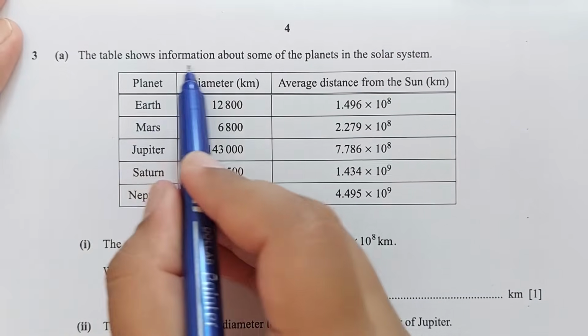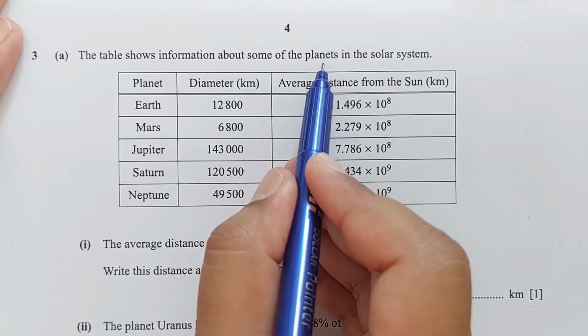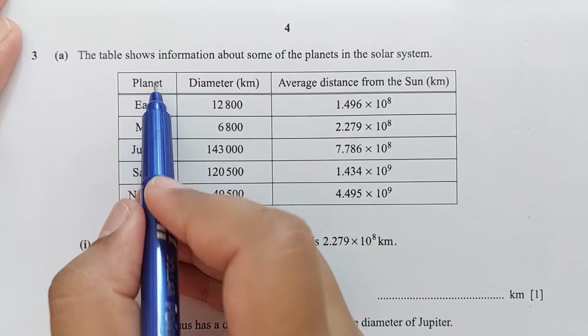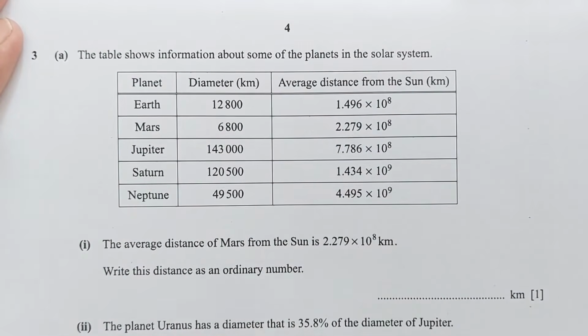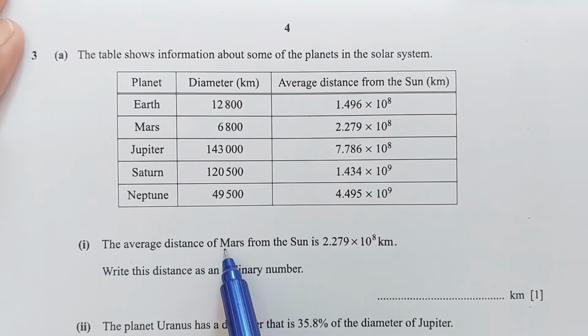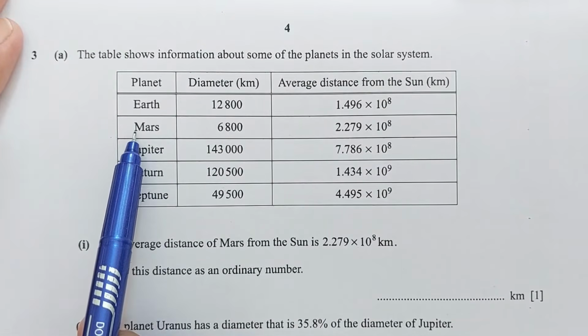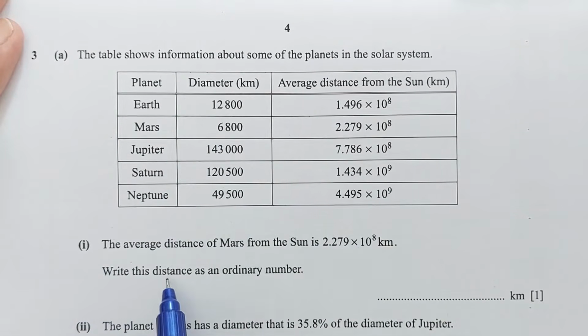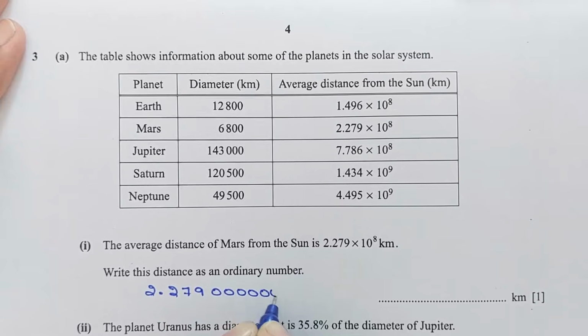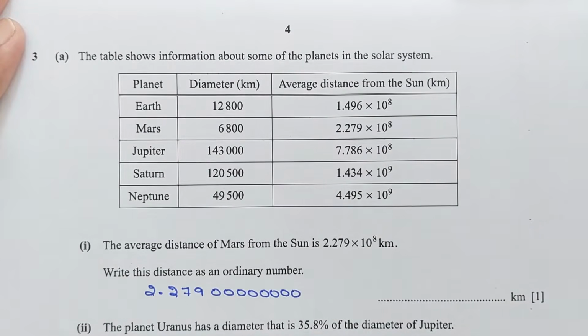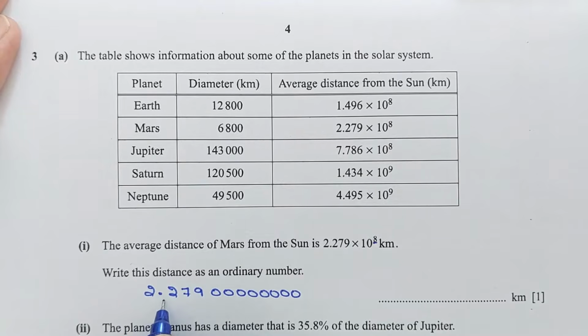Question number 3, part A. The table shows information about the planets in the solar system: planets, diameter in kilometers, and average distance from the sun in kilometers. We have been given the average distance of Mars from the sun. Write this distance as an ordinary number. So which is 2.279, 1 2 3 4 5 6 7 8, 0, if I put to the power 8, moving 8 units to the right.